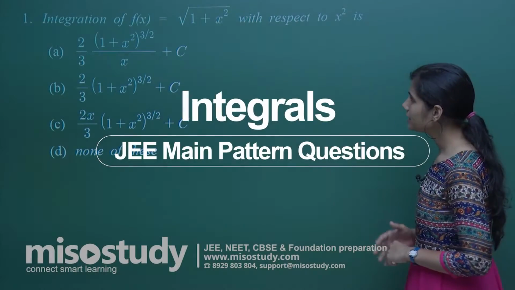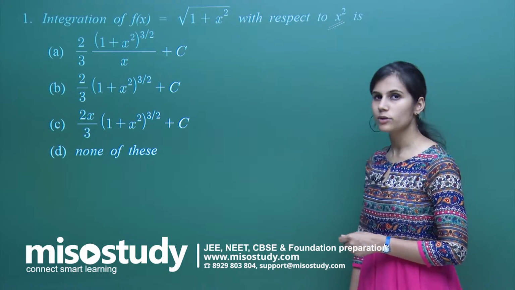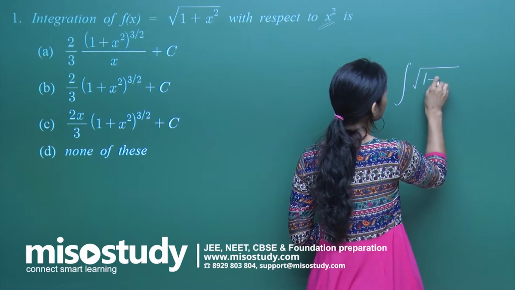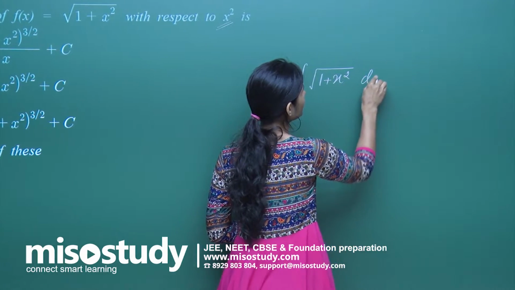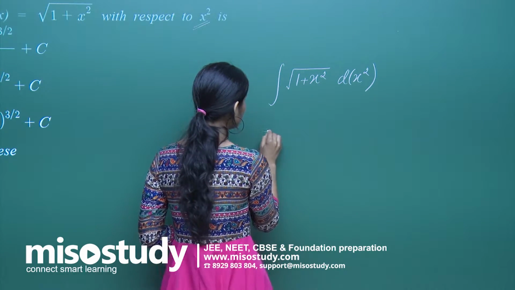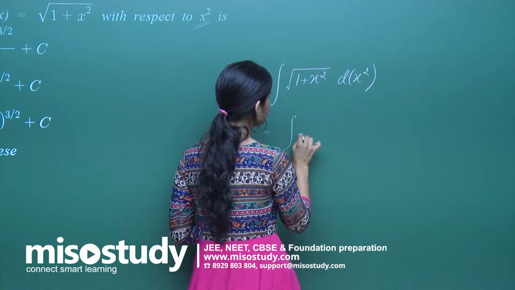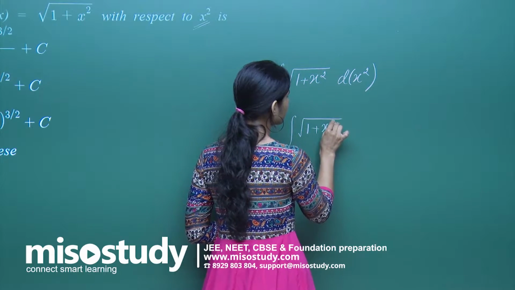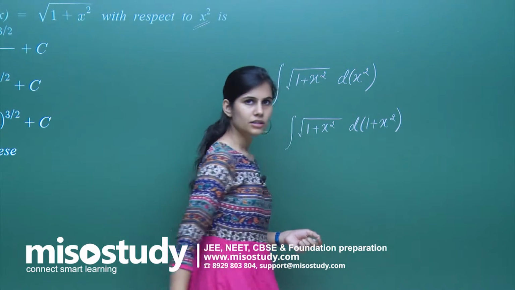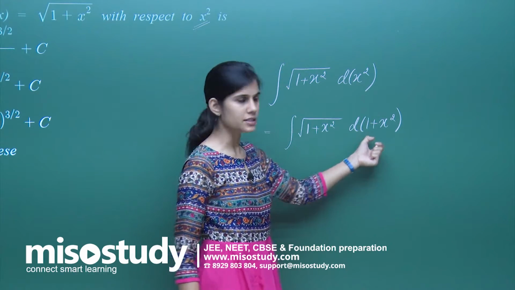Over here, the question is given as under root 1 plus x square, with respect to not x, but this time x square. So the question is basically asking you to integrate under root 1 plus x square, but with respect to x square itself. Because 1 is a constant, this can be rewritten as d of 1 plus x square. D of x square is the same as d of 1 plus x square, 1 is a mere constant.